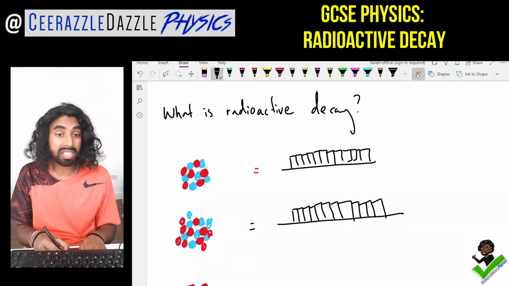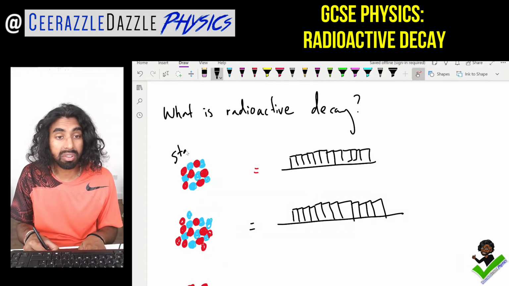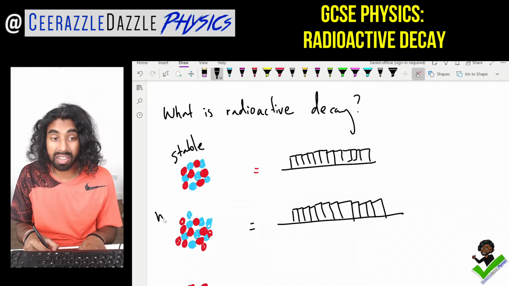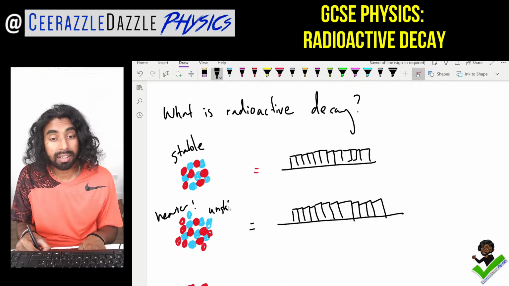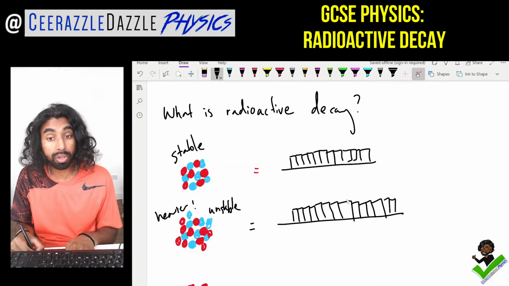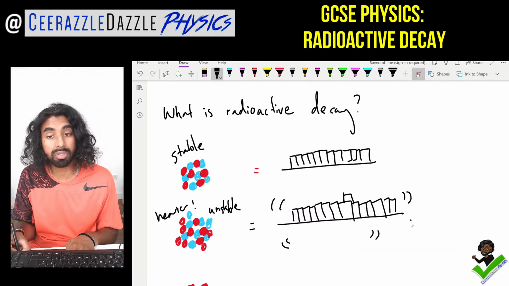So at the start, this is a very stable state, and the nucleus is not breaking down. But now look guys, because it's heavier, it has become unstable. Just like on the left hand side, imagine you've got too many books on the bookshelf. Obviously the bookshelf will start to wobble and become unstable.